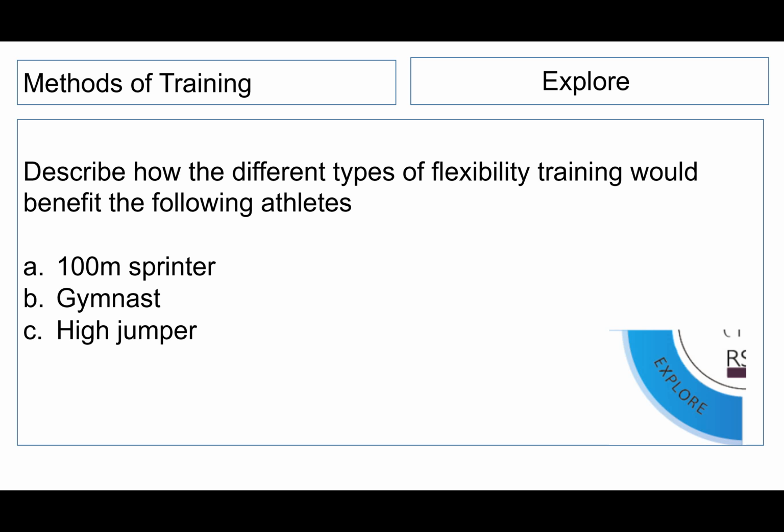Think about when a high jumper jumps over that bar, what part of flexibility does he or she need? Gymnast, try and be specific with your gymnast. There's lots of different events in gymnastics, so think about the different types of flexibility they would need. 100-meter sprinter, why is it important to have good flexibility? Think about those strides and how their arms and legs move.